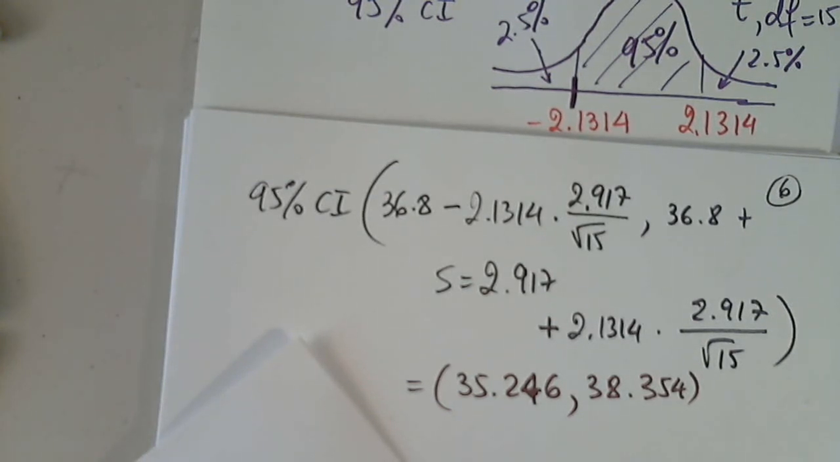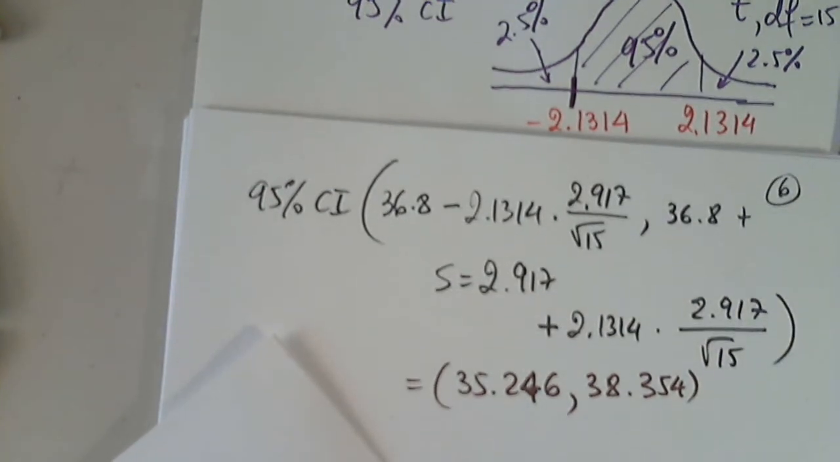Okay. Well, it didn't present it in a table as I wanted it. Oh, maybe it did. Let me see. Ah, it did. Okay. So here's the sample mean. Here's the standard error. It calculated it for us. Degrees of freedom 15. The lower limit, exactly what we got with the calculator. Perfect. 35.246 and 38.354. And now here's the graph.